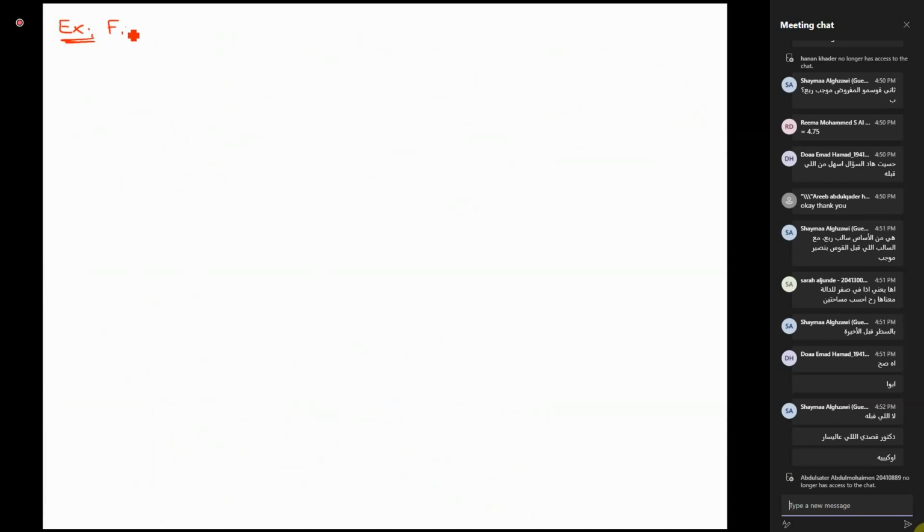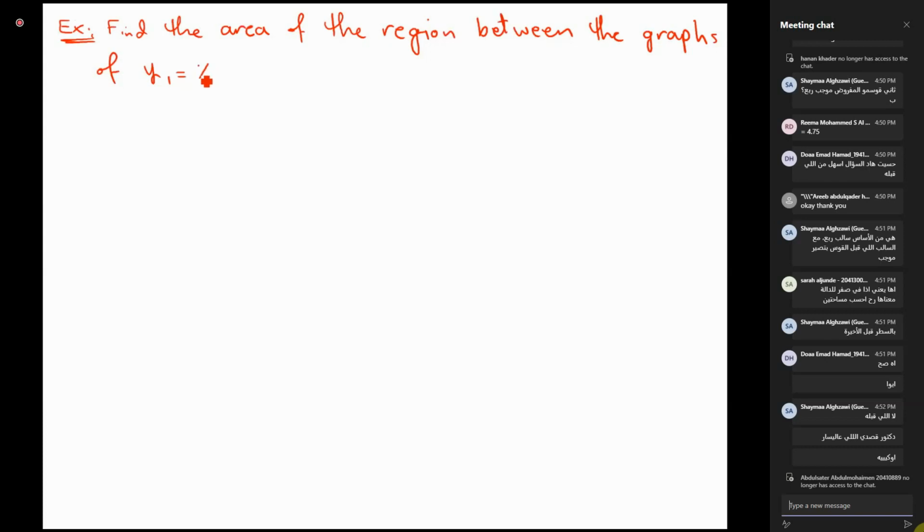Find the area of the region between the graph of y1 equals x plus 1 and y2 equals minus x square plus 7 from x equals 0 to x equals 1.